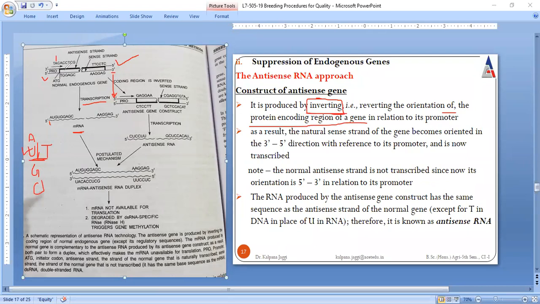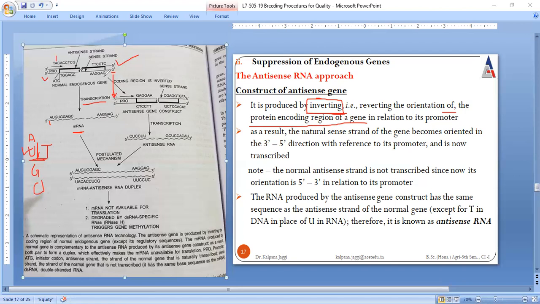This is the coding region. This coding region is inverted. Now this has become the coding region, right? See, it is very simple. The 3' end has come here because you have inverted the position. You have reverted the position. So 3' is going to be on the upper side, and this is going to be on this side, and the opposite strand on this side, obviously.